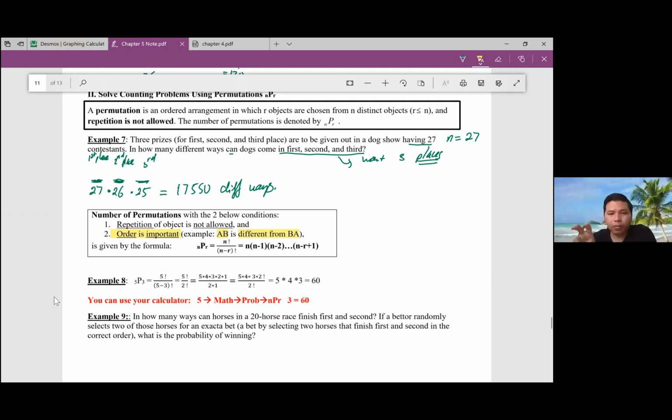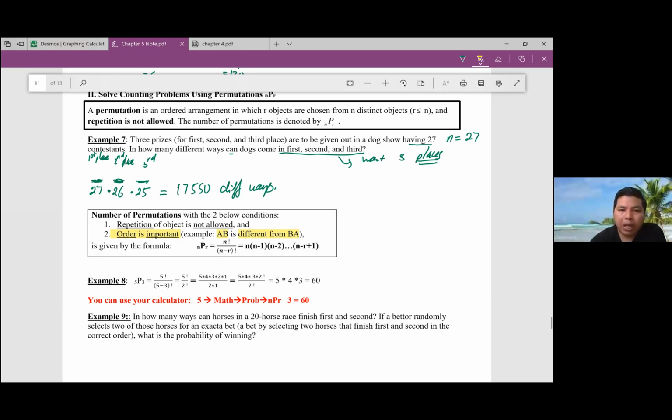So here's the formula for finding permutation. So nPr will equal n factorial divided by (n minus r) factorial. Okay, so n factorial divided by (n minus r) factorial. So you have how many outcomes, then you divide out the ones that you don't want to be in the list. So that's why we have n minus r.